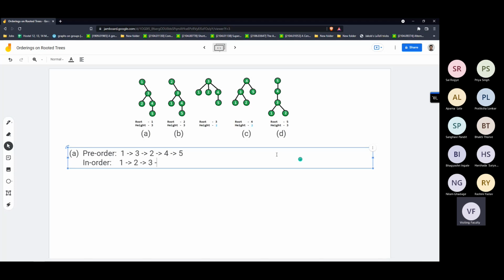When you have the right subtree, now what will come? So then 5 will come. 4 is the root, 5 is the left subtree. So then 5, then the root 4. Okay.